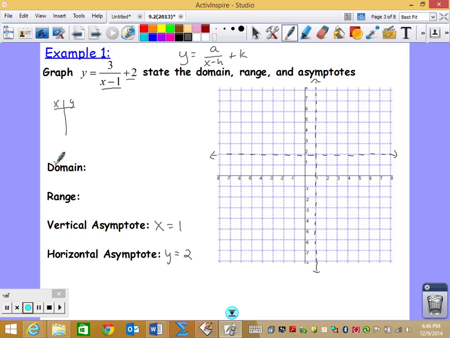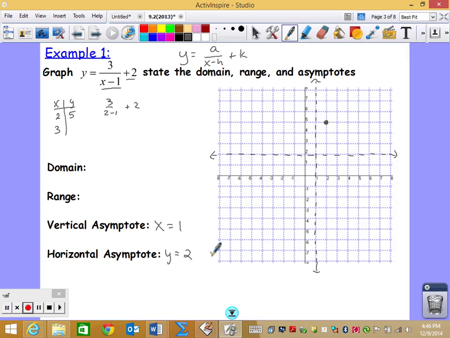You're going to pick 2 points to the right of the vertical asymptote. So my vertical asymptote is at 1. I'm going to pick the point 2 and the point 3, and I'm going to plug it in. So if I plug a 2 in, 2 minus 1 is 1. 3 divided by 1 is 3. 3 plus 2 is 5. So I plot the point 2, 5. So there's 2, 5.